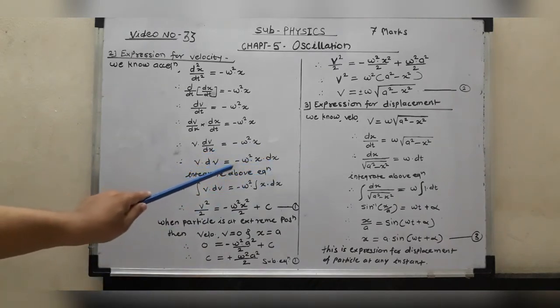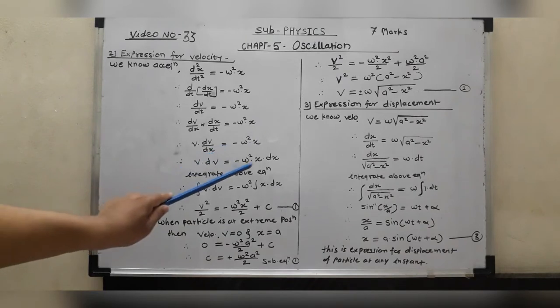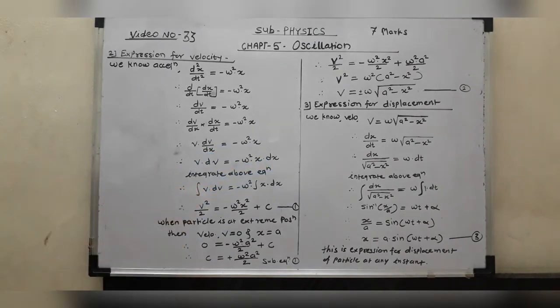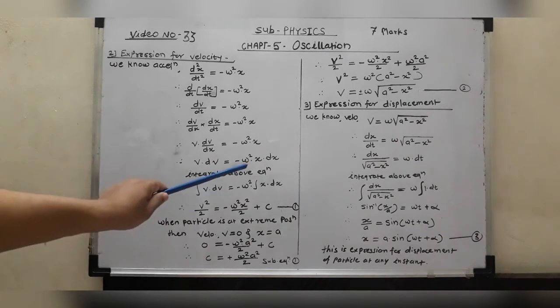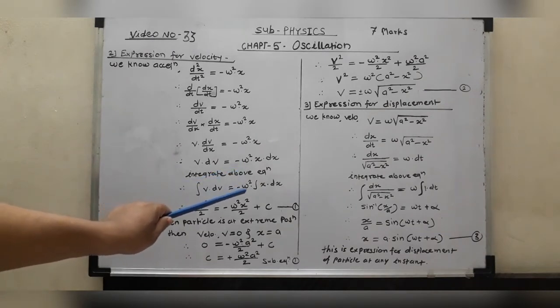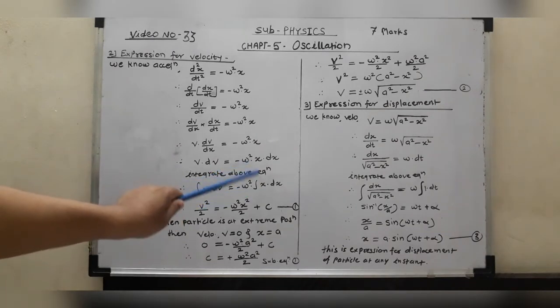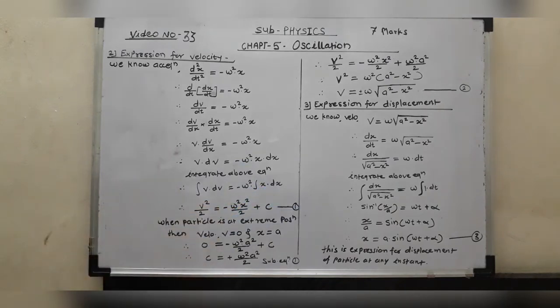Therefore v dv is equal to minus omega square x into dx, and then we can integrate the above equation on both sides. Integration of v dv is equal to the constant minus omega square into integration of x dx. You know the well-known formula: integration of x raised to n into dx is x raised to n plus 1 upon n plus 1.